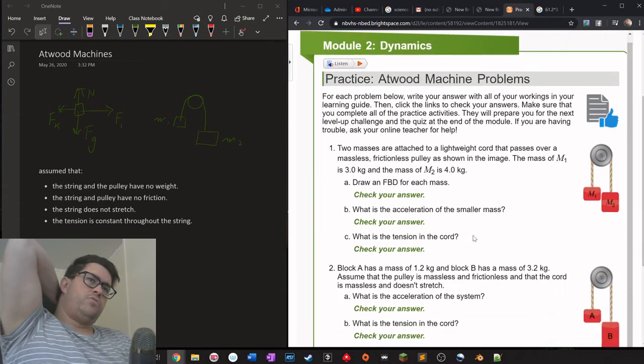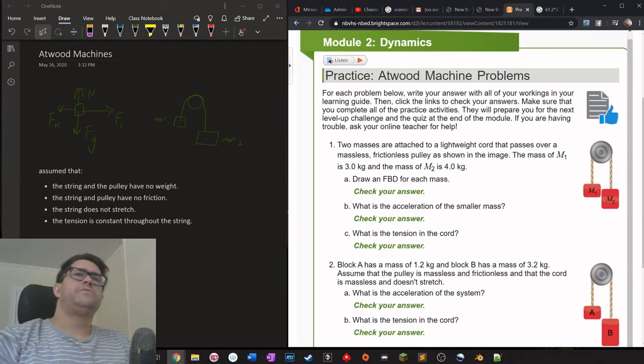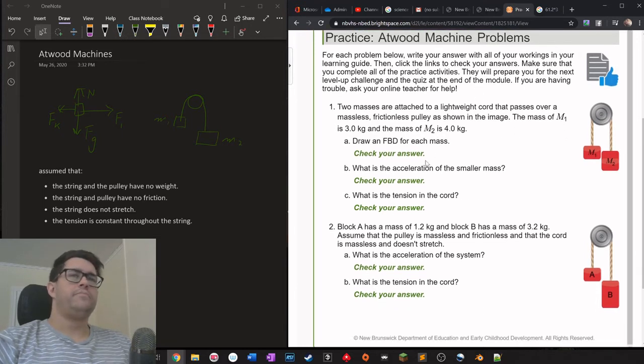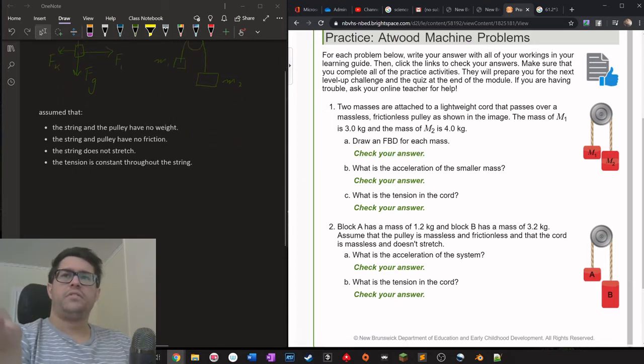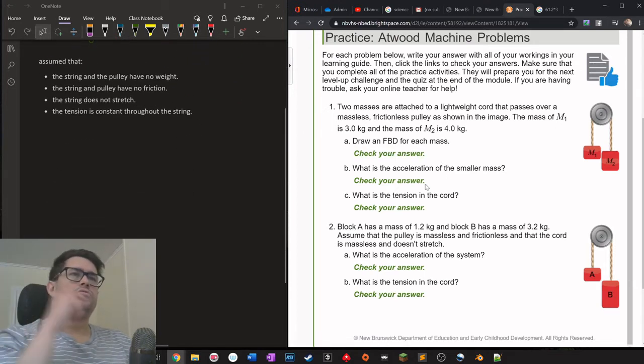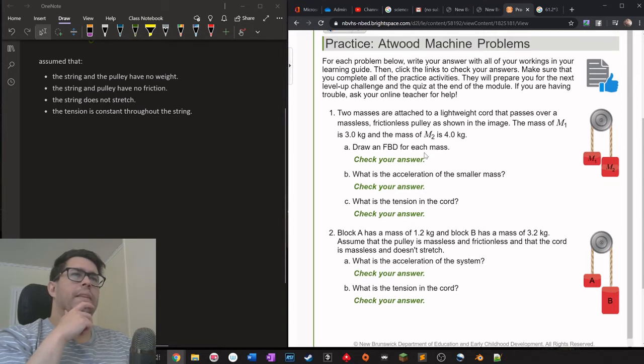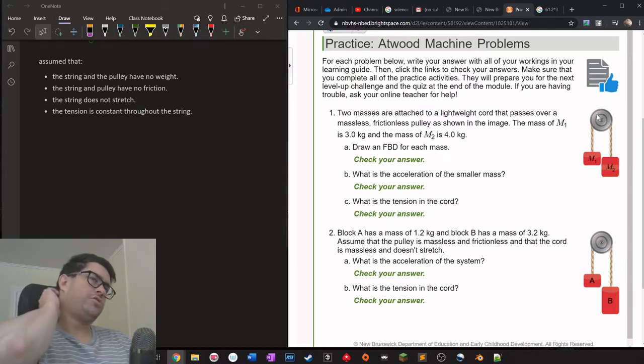For each problem below, write an answer with all your workings. You don't really need to do all this, but they will prepare you for the next level up. You should try them. You should pause me and do it, and I will be doing it to guide you. Two masses are attached to a lightweight cord that passes over a massless, frictionless pulley, as shown in the image.